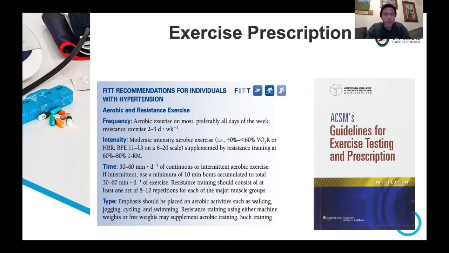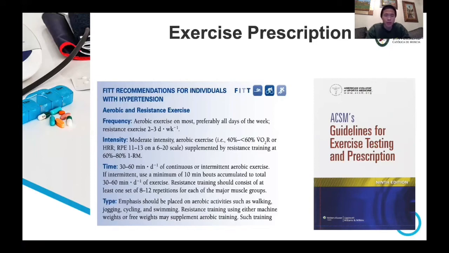And for the resistance exercise, 2 to 3 times per week. Okay, so let's talk about the intensity of the exercise. For the aerobic exercise, the recommendation is moderate intensity, or 40% to less than 60% of your VO2 reserve or your heart rate reserve, or an RPE between 11 and 13 on the Borg 6 to 20 scale.